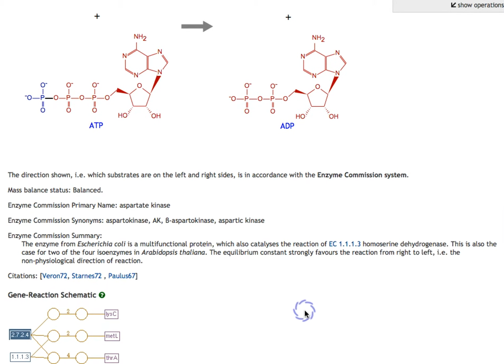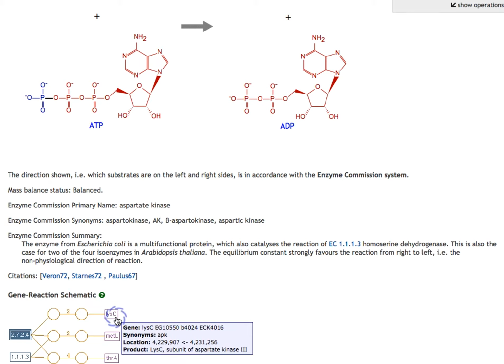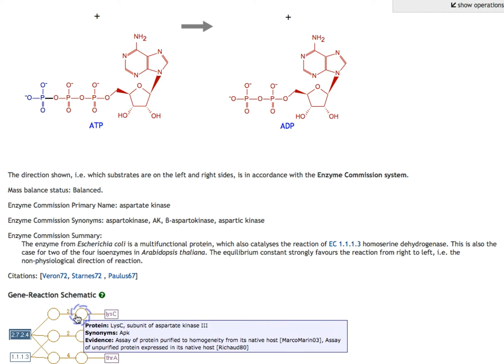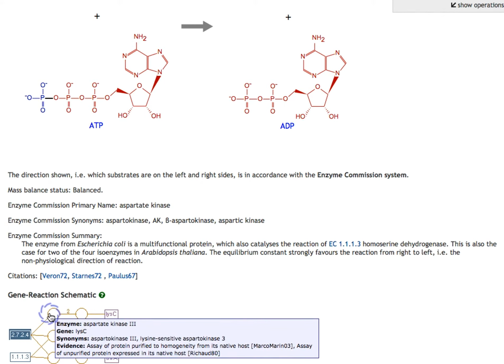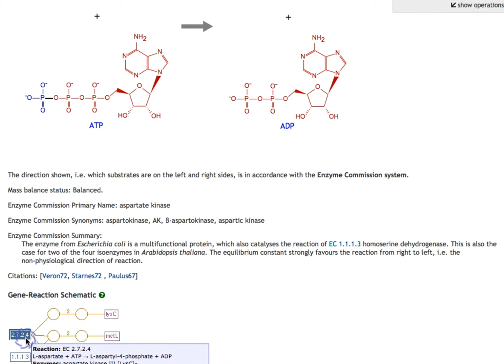The gene reaction schematic is a diagram that depicts the many-to-many relationships that can exist among genes, their protein products, and the reactions that they catalyze to make these sometimes complicated relationships more apparent. We can mouse over these entities to see which biological object they represent. The shaded box represents the page we are currently viewing, this reaction page.